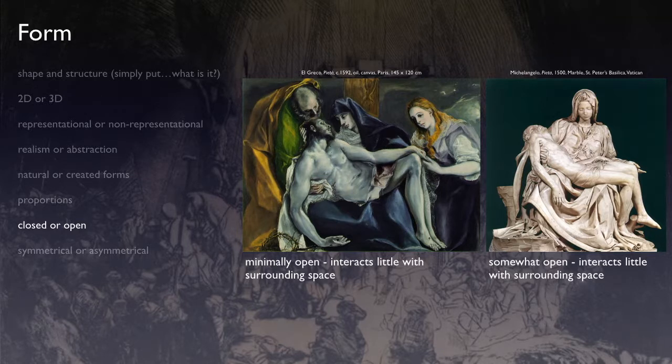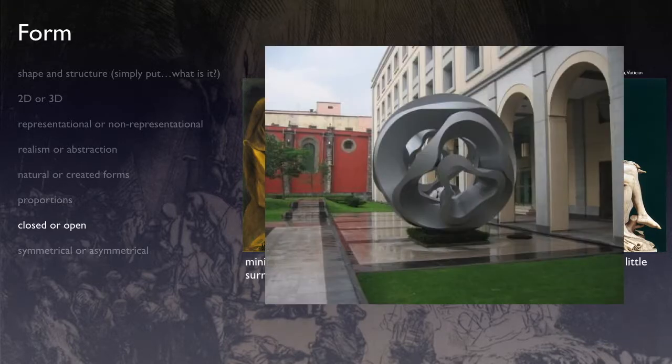Now, to demonstrate what an open form would be, here's a piece from Mexico, this sculpture, but it is open from the bottom, from the side. It's these very organic forms that have been cut out of a sphere. So it is very open.